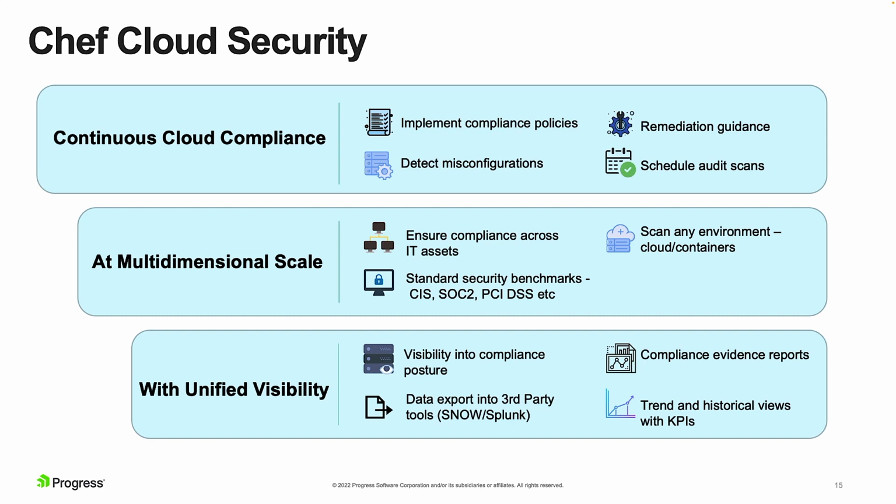Chef Cloud Security helps you implement compliance policies, especially SOC 2 and CIS benchmarks, so you can quickly detect any misconfigurations on the cloud. And if any controls are failing, it also offers guidance on remediation. Cloud Security also offers you complete visibility into the compliance posture of your cloud resources. So in a nutshell, Chef Cloud Security gives you continuous cloud compliance at multidimensional scale with unified visibility.